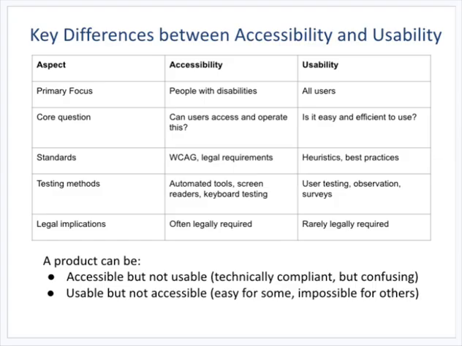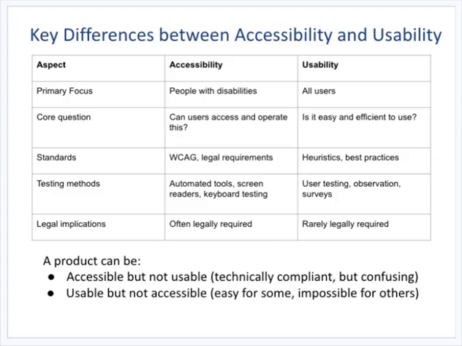Number two aspect, core question. The core question for accessibility is, can users access and operate this? For usability, is it easy and efficient to use? Standards. For accessibility, the standards are WCAG, or Web Content Accessibility Guidelines, and legal requirements. For usability, there are no such standards or legal requirements, but heuristics and best practices.